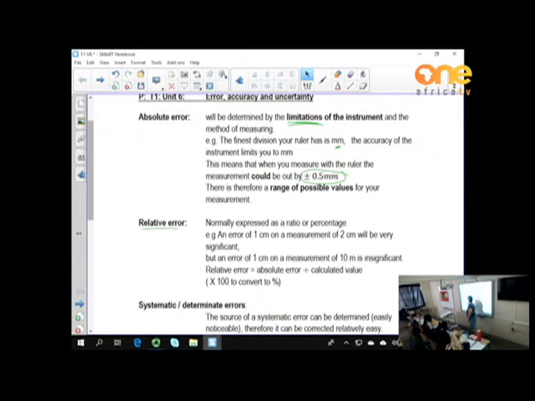A relative error. We said normally it's expressed as a ratio or a percentage. For example, the example we did this morning as well, an error of 1 centimeter on a 2 centimeter reading is major. It's a 50% error. But an error of 1 centimeter on 250 centimeters is almost nothing. It's not significant then if we have 1 centimeter on 10 meters. Relative error is the absolute error divided by the calculated value times 100 over 1.